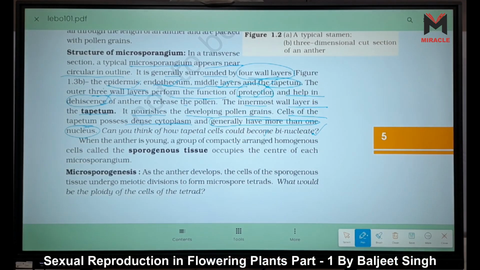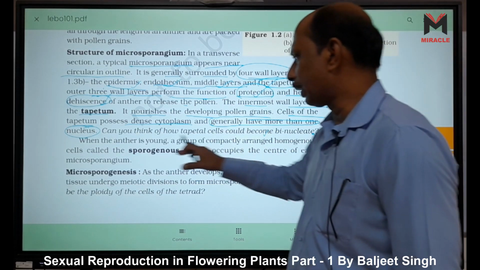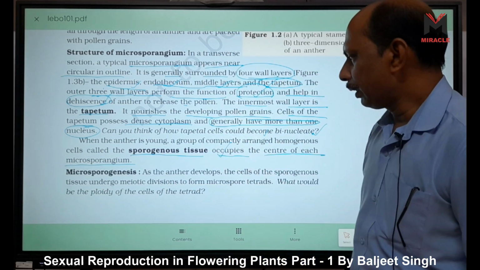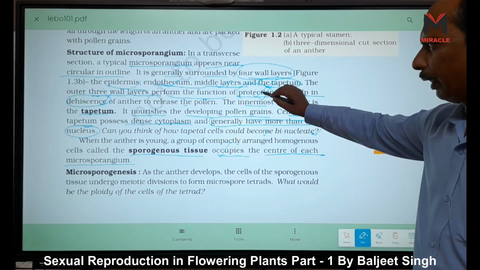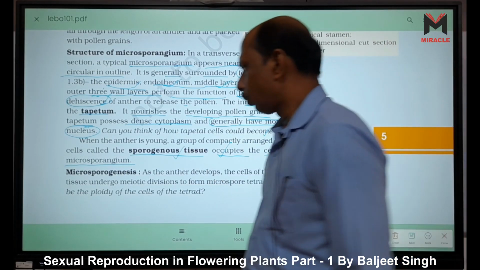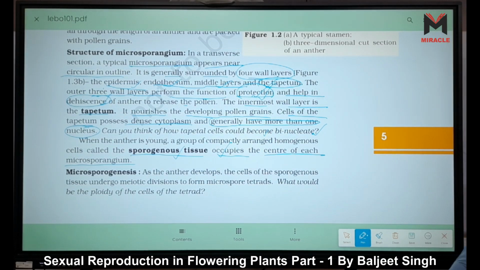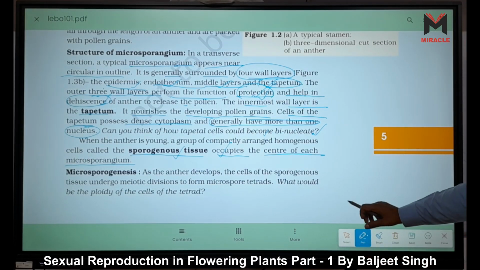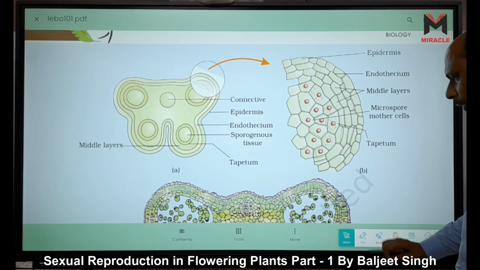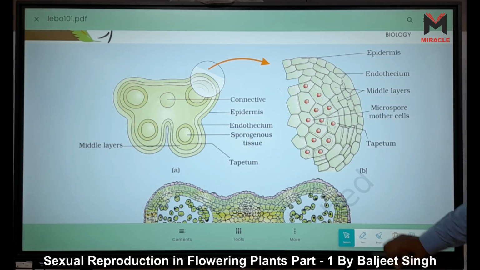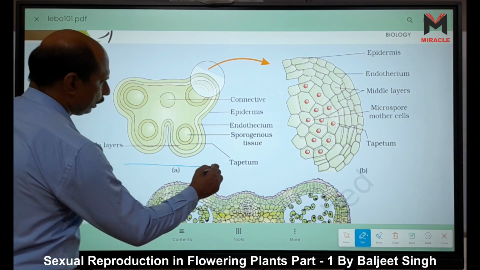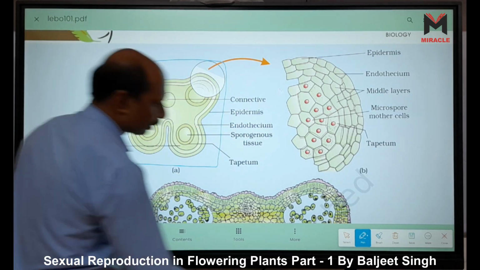When the anther is young, a group of compactly arranged homogeneous cells called sporogenous tissue occupies the center of each microsporangium, right? So when it is young, we can see these four layers in a young anther, and also in the middle a sporogenous tissue is formed, right? So first we are going to see the structure. I think it is given in our NCERT. A structure is given here, right? Now here look at the structure, especially, then we will discuss. First see this structure. It is the total stamen structure, right? What is given in this structure?